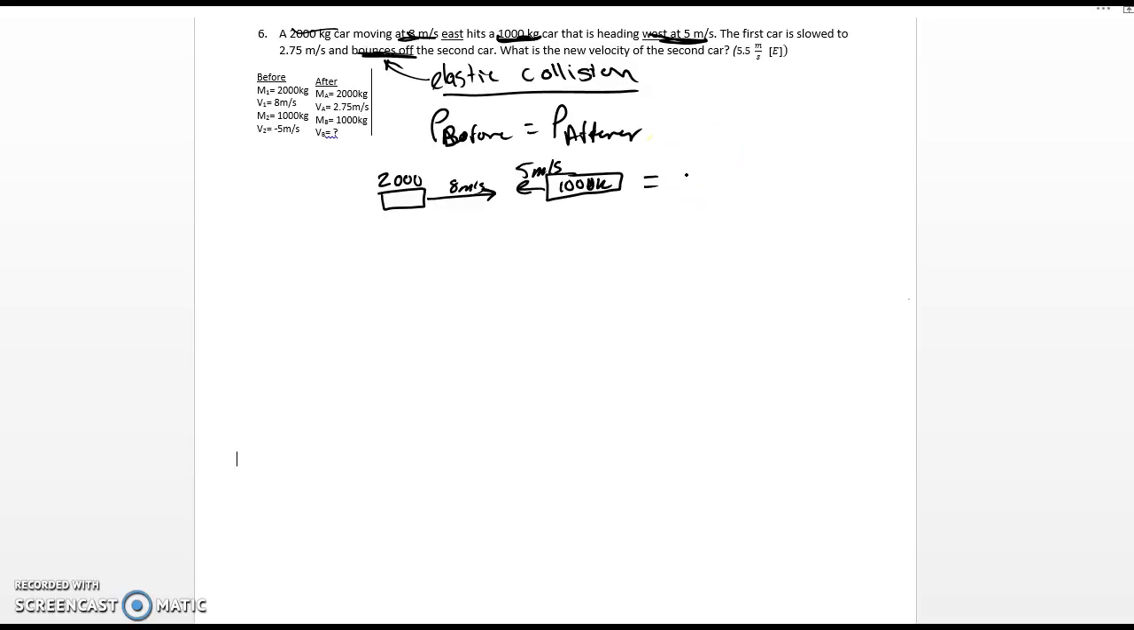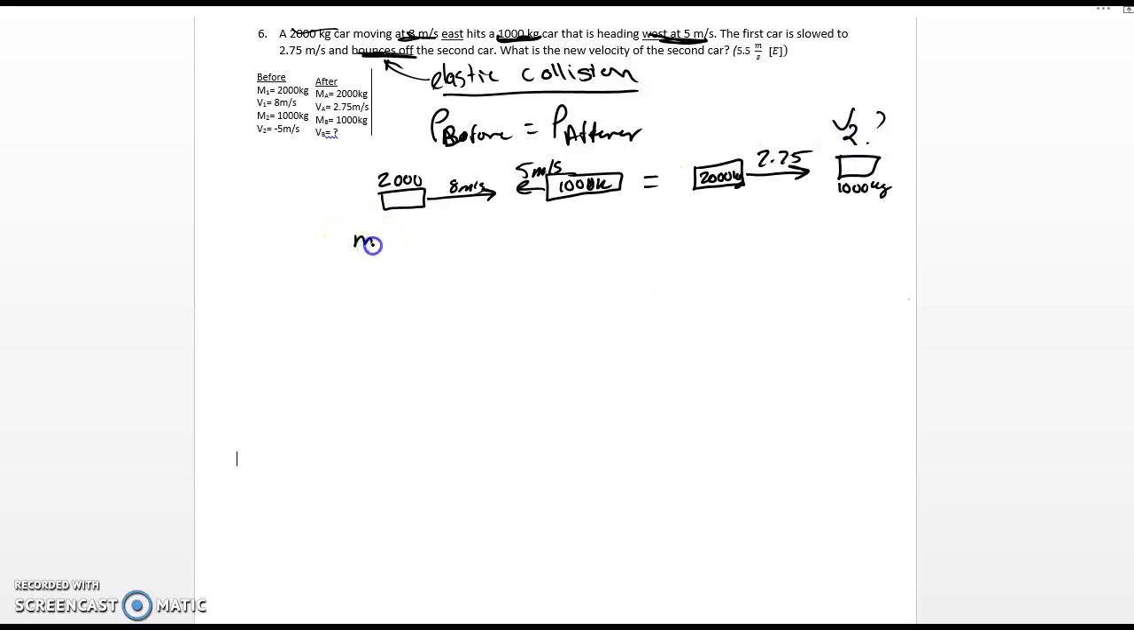So they crash. We have the first car, the 2,000 kilogram car, which is then slowed down. It's still going in that direction at 2.75. What occurs? In which velocity is the 1,000 kilogram car then moving? That's what this is asking. What is the velocity of 2 after the collision?